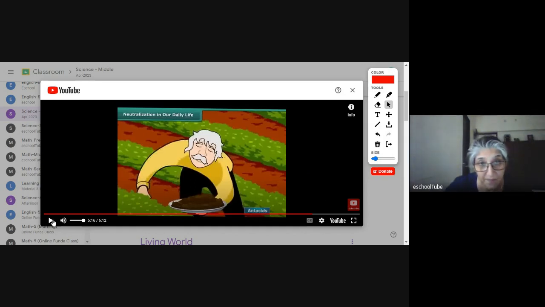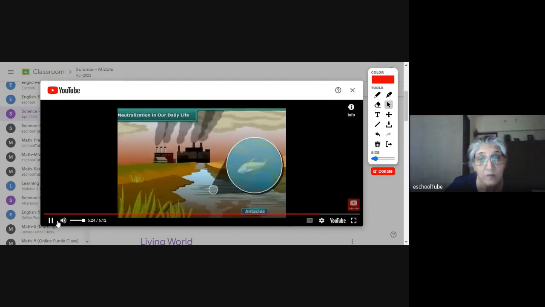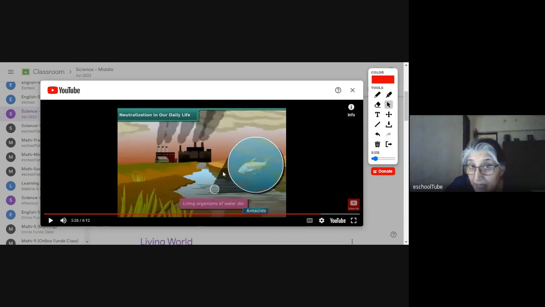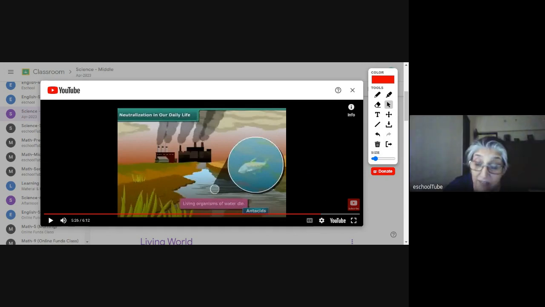Many factories release acidic wastes which, after falling in the water bodies, damage them. As a result, living organisms of water die. Many times factories release acidic wastes, and this is what is called pollution. The acids fall in the water, and the marine life also dies because of the acidic nature of the water. Due to factories, chemicals go into the river and the river gets polluted. Basically, the water becomes acidic, and that's why the marine life dies.